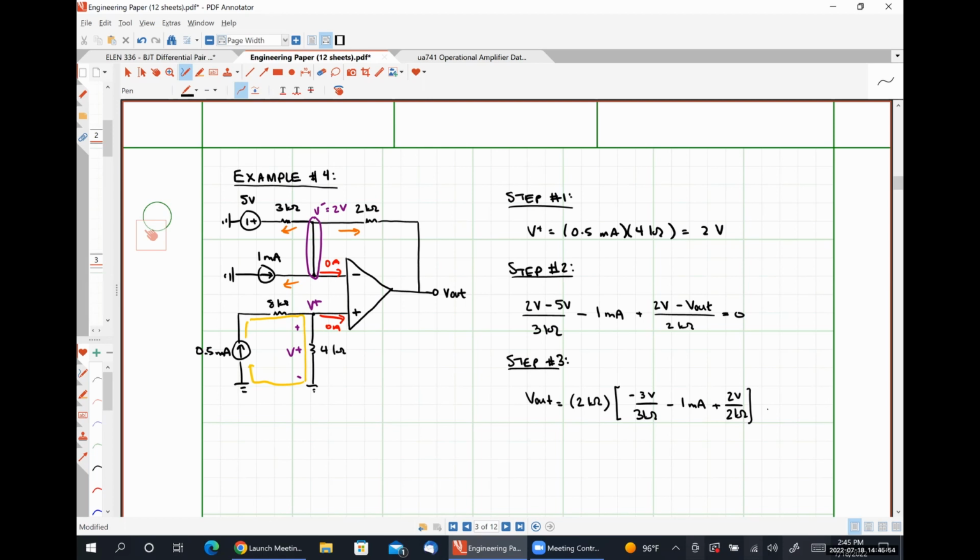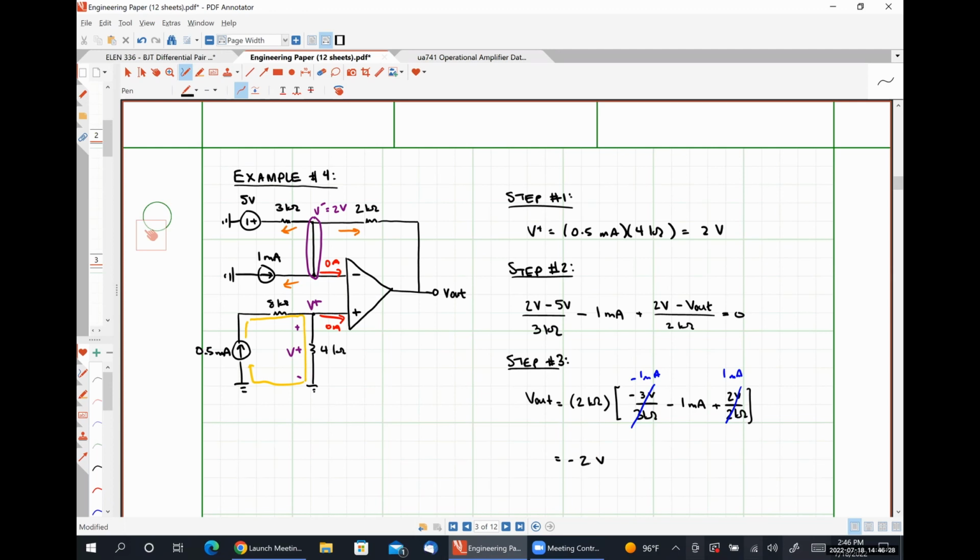So negative 3 volts over 3 kilo ohms looks like negative 1 milliamp. 2 volts over 2 kilo ohms looks like positive 1 milliamp. So we have negative 1 minus 1 plus 1. So 2 kilo ohms times negative 1 milliamps looks like negative 1. Sorry, 2 times a negative 1 is definitely negative 2. My apologies.